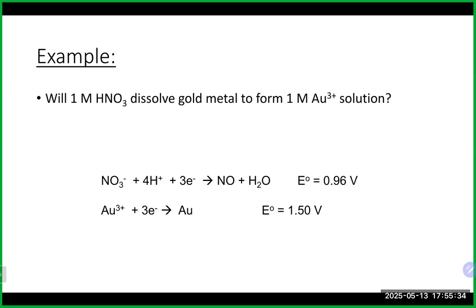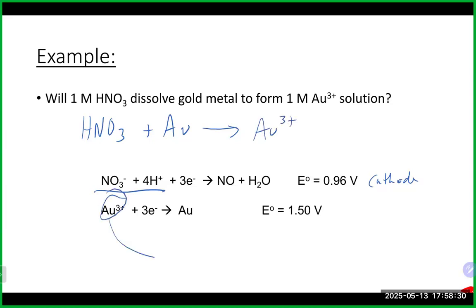Let's try this one here. Will 1 molar nitric acid dissolve gold metal to form 1 molar gold 3 ion? In this case, we want to figure out whether this will occur. So our cathode is which one here? I'm going to go with this one as my cathode, which would be the nitric acid. Why is that? Because the question says, will nitric acid dissolve gold metal to form Au3+, which means that gold needs to go there. So that is actually my anode in this case.